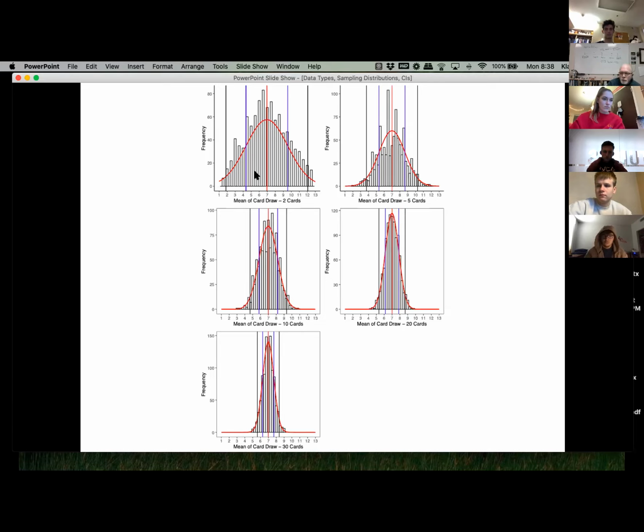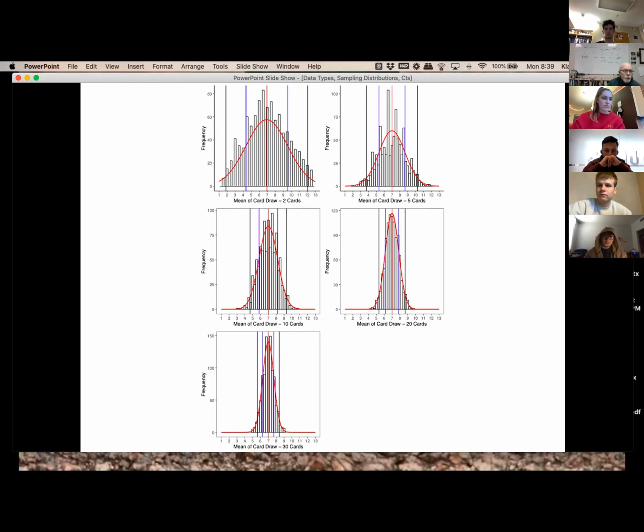So when we did the card drawing exercise, which I started looking at over the weekend, we saw that when we only drew 2 cards, the distribution of sample means was quite wide. So drawing only 2 cards out of a deck doesn't really tell you a lot about the deck. Drawing 5 cards tells you more than drawing 2, but doesn't tell you as much as drawing 10 cards. If you draw 20 cards, it tells you even more. And if you draw 30 cards, it tells you even more, because you're sampling a larger and larger proportion of the population that you're interested in knowing something about.